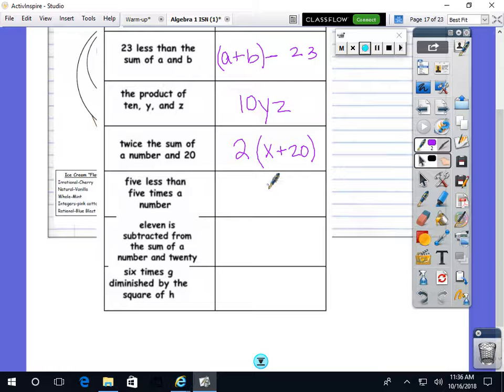Alright, 5 less than 5 times a number. How do we write 5 less than? Minus 5, right. And what is the 5 less than? So 5x.